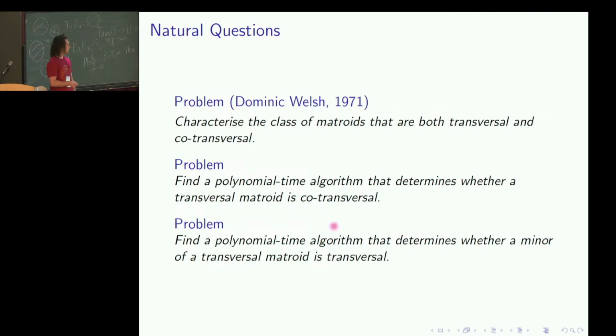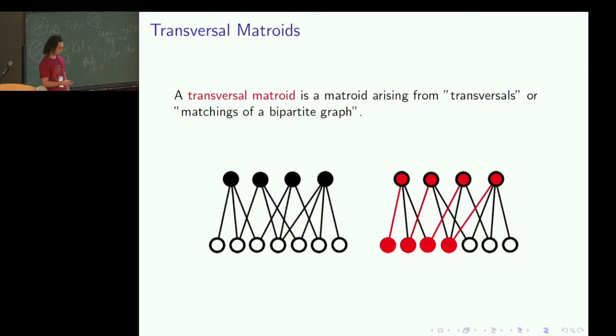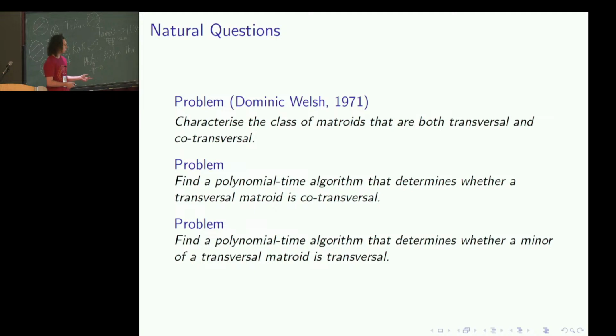And of course, we can ask the same question for minors. But I should specify that transversal Matroids actually are closed under deletion. If I want to delete an element, I can just delete the vertex from the graph. It's the same as deleting the element. So they are closed under deletion. So what we really care about is this problem, but only for contractions.